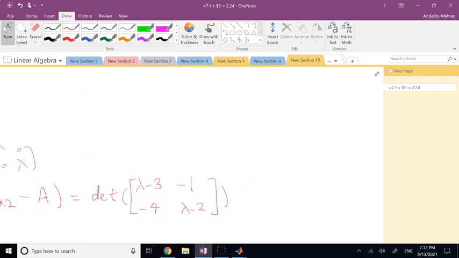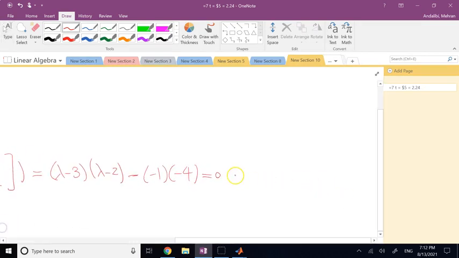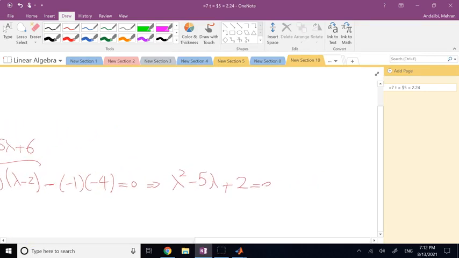And the determinant of that is the product of the elements on the diagonal minus the product of the elements on the anti-diagonal. This has to be equal to 0. So if I simplify, what do I get? The result of this is lambda squared minus 5 lambda plus 6. And then subtract a 4 from it, so you will get lambda squared minus 5 lambda plus 2 is equal to 0.